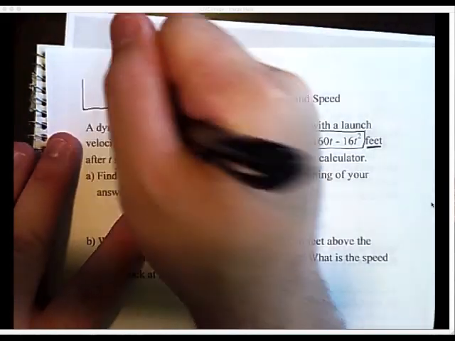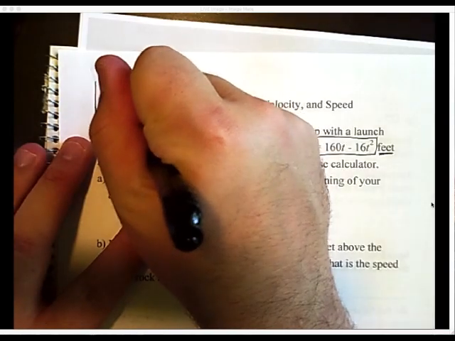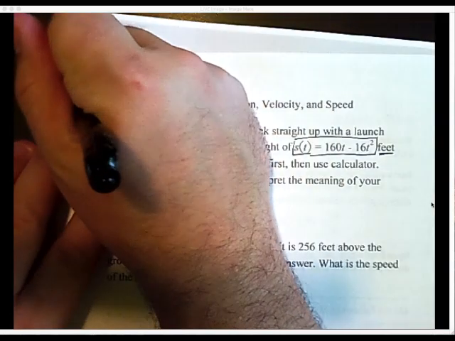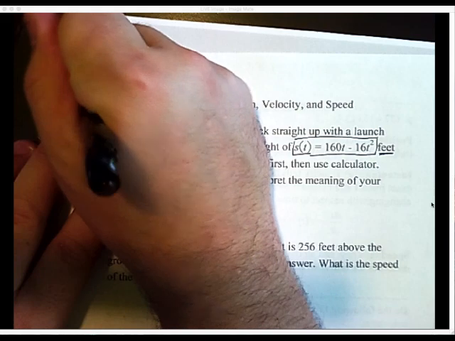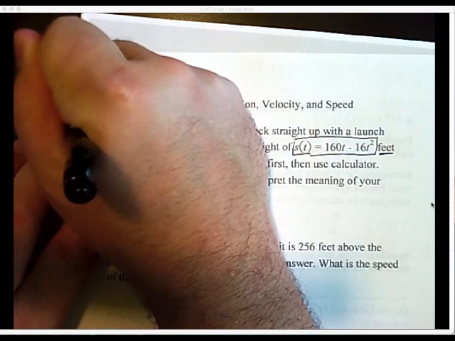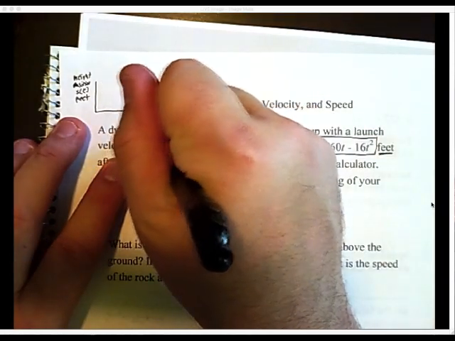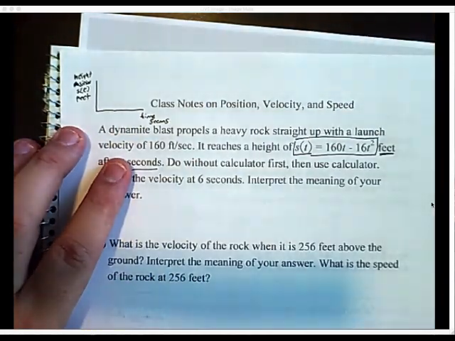So if I was going to make a graph of the position function, time would go on this axis and height or position goes on this axis. This is measured in feet. This is measured in seconds.